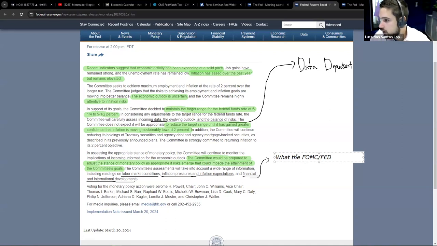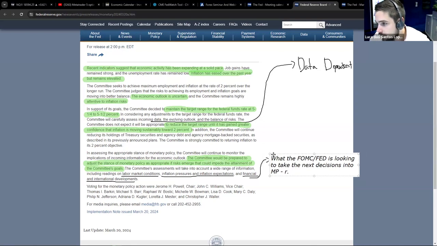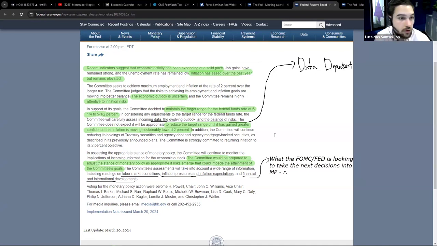Now, what the FOMC, the Fed, is looking at to take the next decisions on the MP space, R, I've explained already what R is. R stands for rates, okay? So this is exactly what the Fed FOMC is looking at to take the next decisions on the monetary policy rate decision. So they're looking at labor market conditions, inflation pressures and inflation expectations, and financial and international developments. Now, let's have a look at those things that they're looking at.